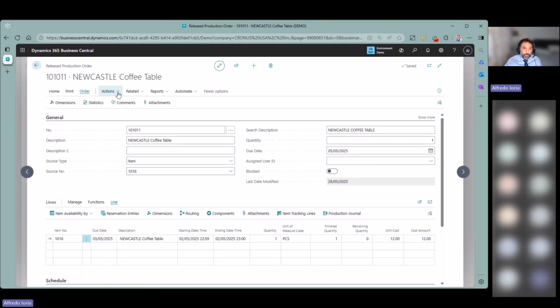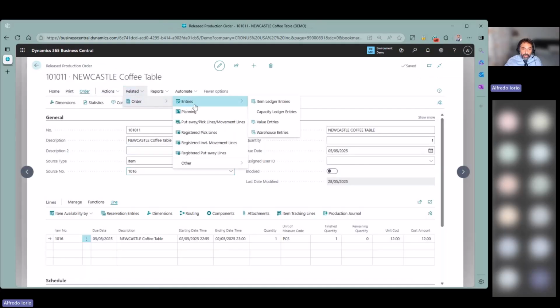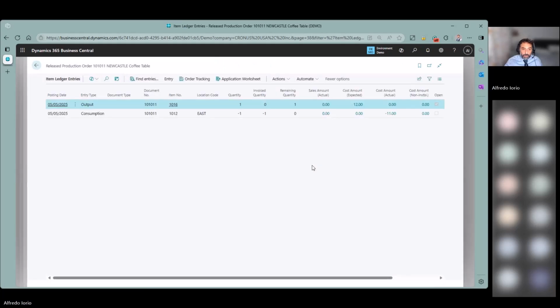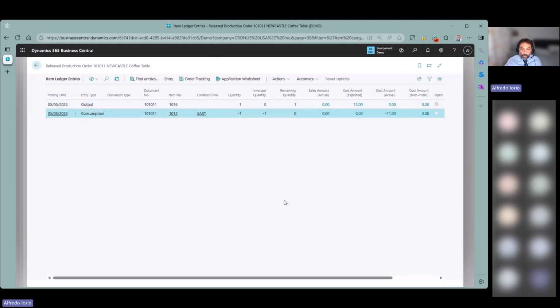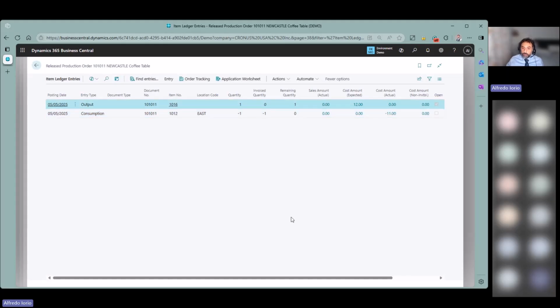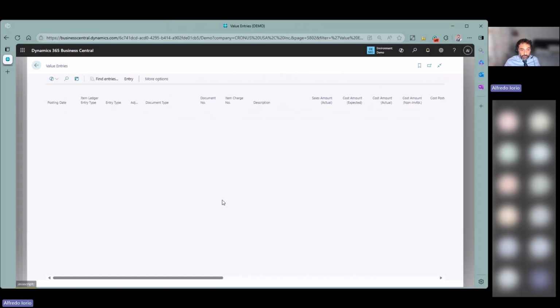But what happens to my item ledger entries now? You can see I have consumption of material and I have an output that looks at 12, right? So the output is calculated at 12 dollars. It's the expected amount. It does not get posted to the general ledger.